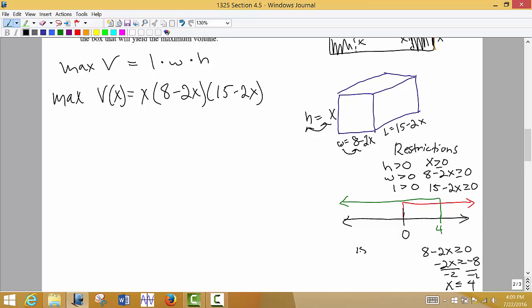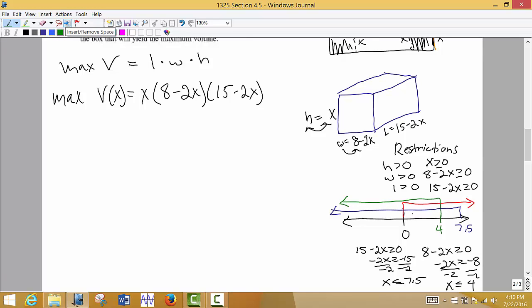Okay, what about the length? What restriction does that put on us? All right, so let's solve. We'll bring the 15 over to the other side. I get negative 15. Divide both sides by negative 2. I end up with x has to be less than or equal to 7.5. All right, well 7.5 is over here. And it's saying less than or equal to, so that means I have to go in this direction.